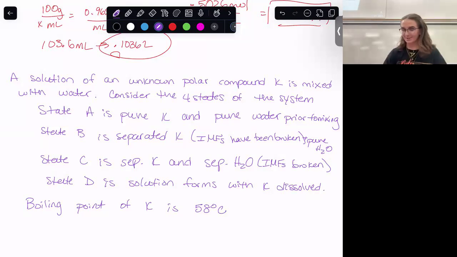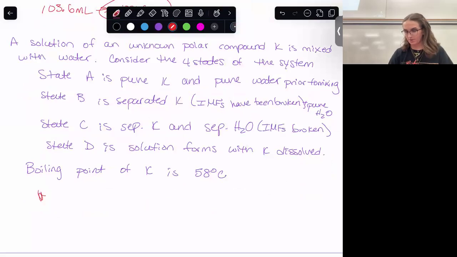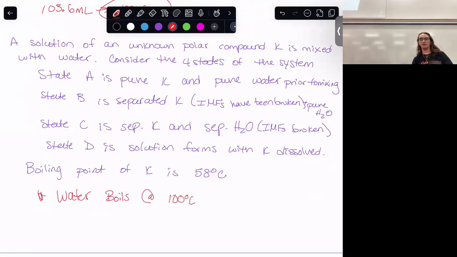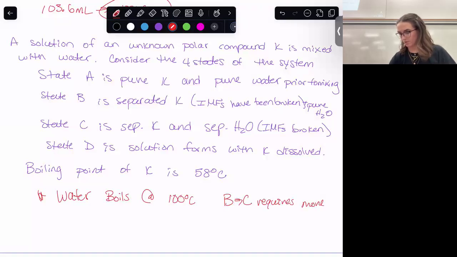100 degrees Celsius, right? So the thing to note here is that water boils at 100. It freezes at 0, boils at 100. So which one has the higher boiling point? Water has the higher boiling point. So which transition is going to require more heat? The water one. So B to C is going to require more heat in this situation. Right, so B to C requires more heat.